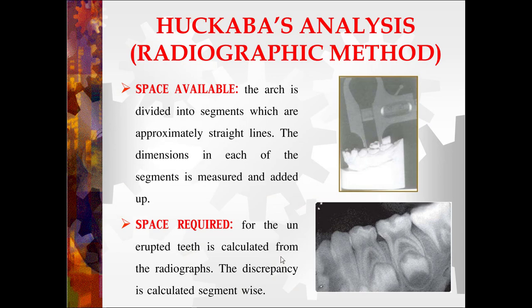Now coming to space available for the unerupted canine and premolars, it is measured on the study model. The mesodistal width of deciduous canine, deciduous first molar and deciduous second molar, they are measured and they are summed up. It will tell us amount of space available in the dental arch. The space required for unerupted permanent canine and premolar, they are measured from the radiographs. The difference between these two values will tell us the discrepancy or availability of space in the dental arch.